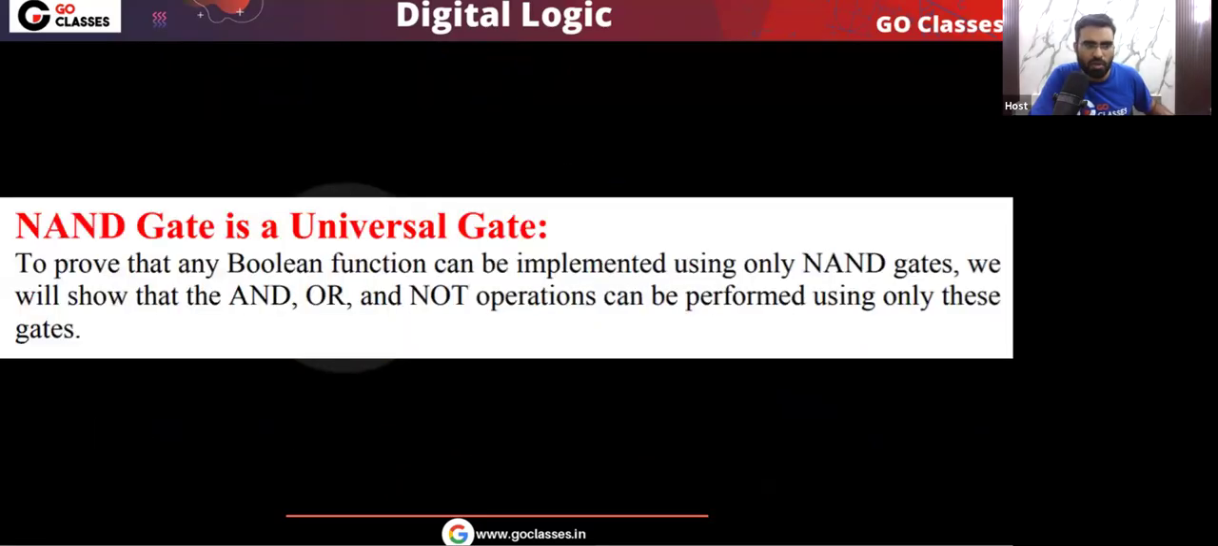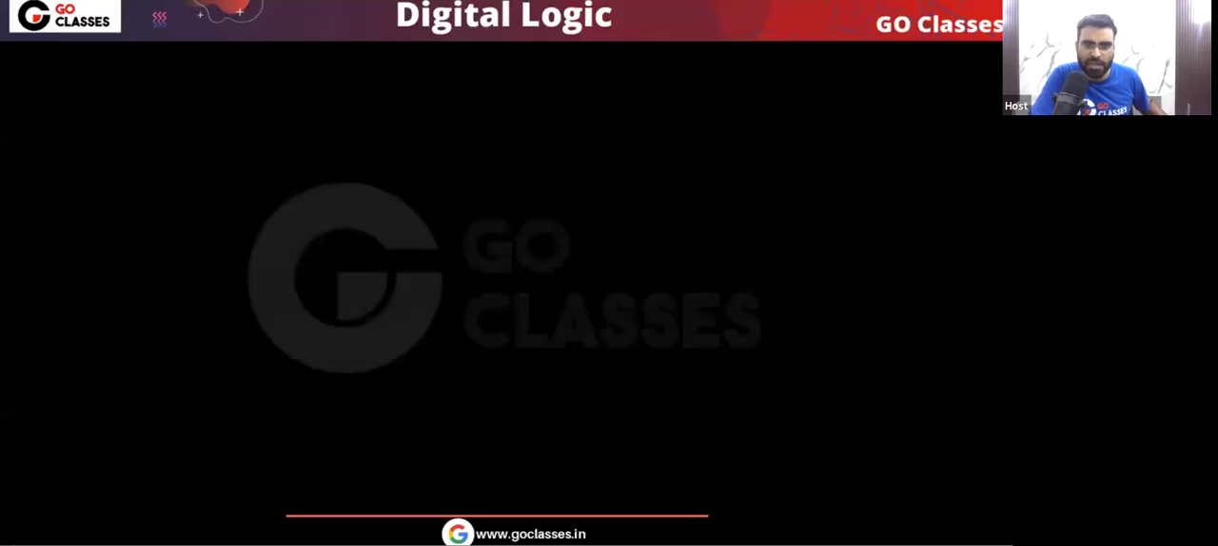Now let's see that a NAND gate is also functionally complete. NAND operation is functionally complete, so NAND gate is also functionally complete. With the help of NAND gate, can you create NOT gate? Let's see this NAND gate. Now let's talk about the NAND gate.